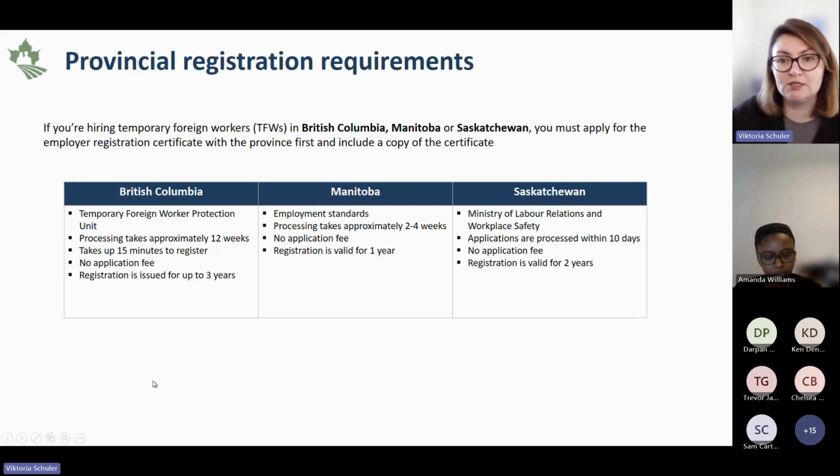In Manitoba, the registration is done with Manitoba Employment Standards. Processing is about 2 to 4 weeks. The application is completed on paper in PDF and emailed or faxed to them. There is no application fee, and the registration is valid for 1 year. If you're hiring in Manitoba, you also need to disclose the recruiter that you're working with. And in Saskatchewan, the application is processed approximately within 10 days. No application fee. Registration is valid for 2 years. In most cases for the provincial registration, you just need to prove that you operate a legitimate and registered business in your province, and you comply with all the provincial legislation and standards.